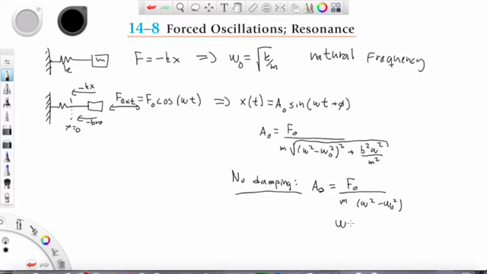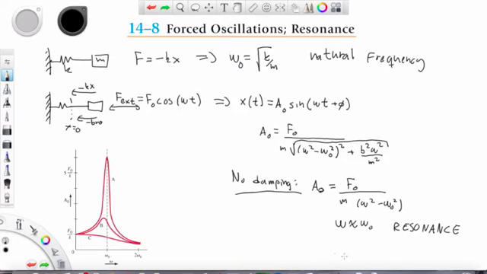The condition where the angular frequency of the forcing function is very close, or even the same, as the natural frequency of the system is called resonance. In resonance, the amplitude and energy of the system increases rapidly, possibly all the way to the extent that the structural limits of the system are exceeded. And then we can have bridges collapsing and glass breaking.